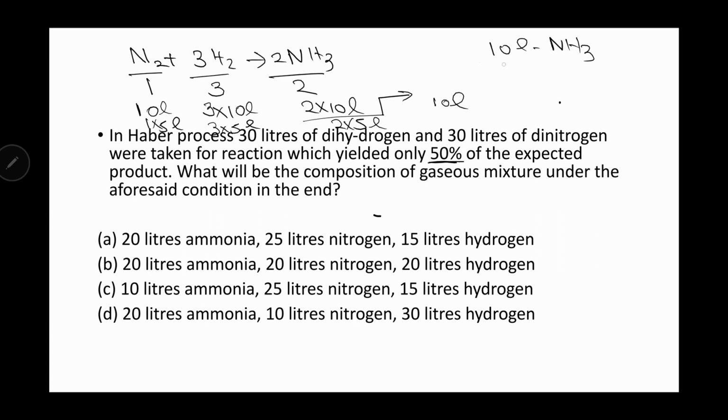15 liters of hydrogen have reacted, 15 liters of hydrogen will still remain, so 15 liters of hydrogen, and we will be having 25 liters of nitrogen left. So this is the answer, and this answer is written here: 10 liters of ammonia, 25 liters of nitrogen, and 15 liters of hydrogen. So this is the correct answer.